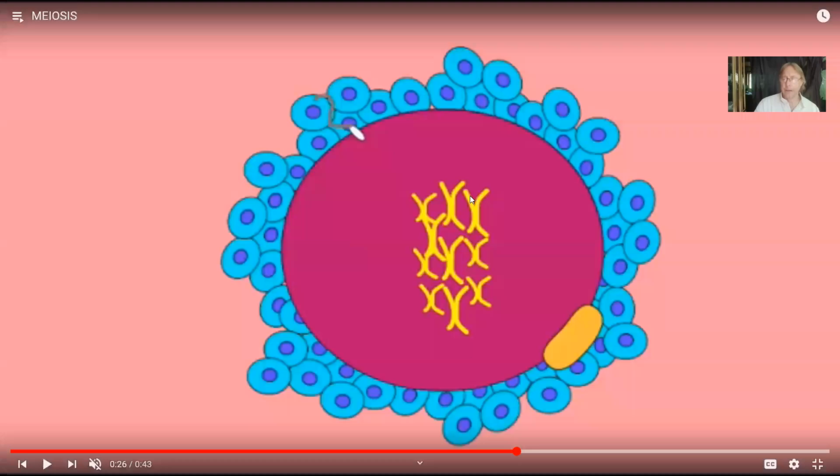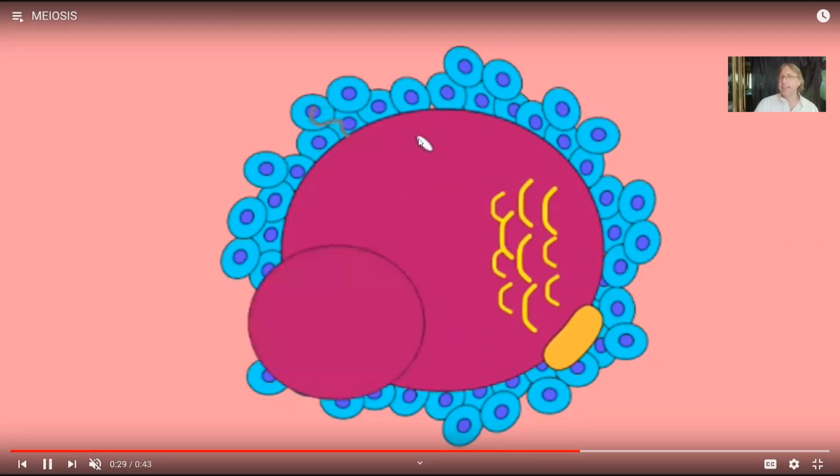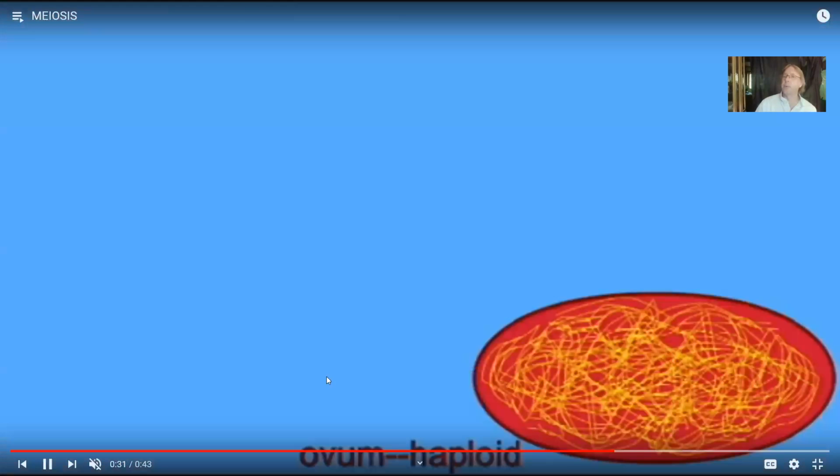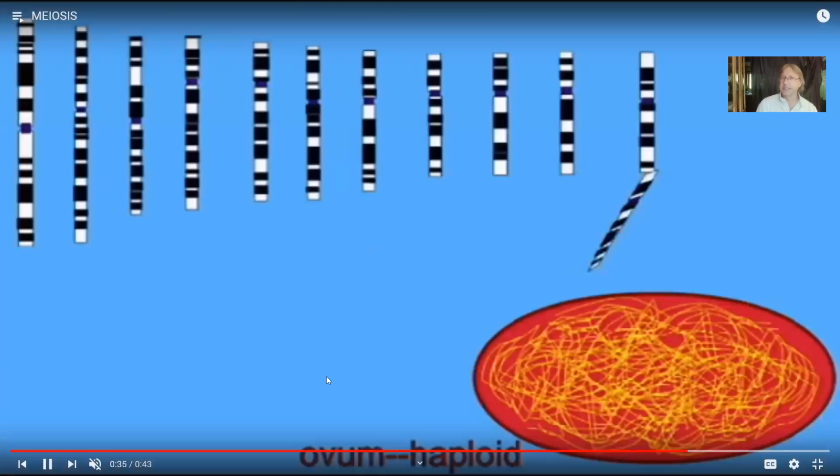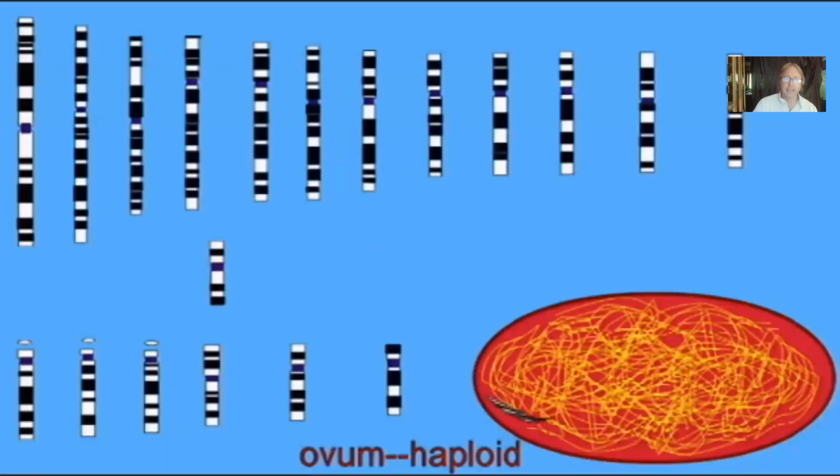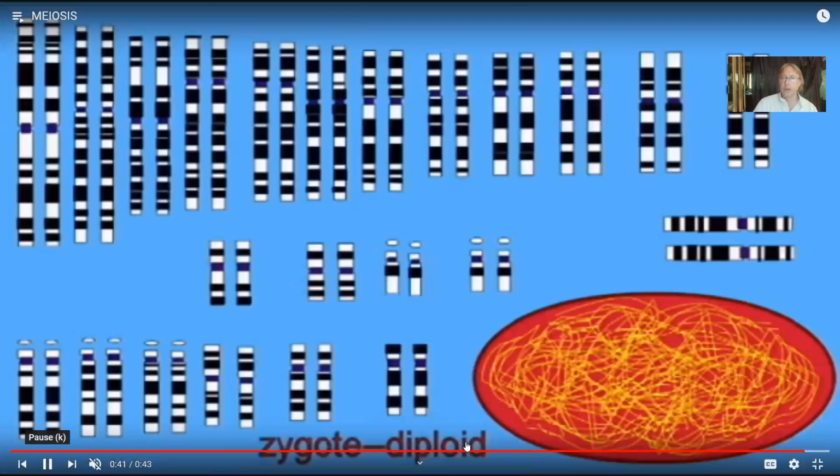And if meiosis produces a haploid sperm that has 1 copy of 23 chromosomes and a haploid ovum that has 1 copy of 23 chromosomes, then if these 23 chromosomes fuse with those 23 chromosomes, you have a new diploid cell, a zygote. So 2 haploid gametes then fuse to form a diploid zygote.